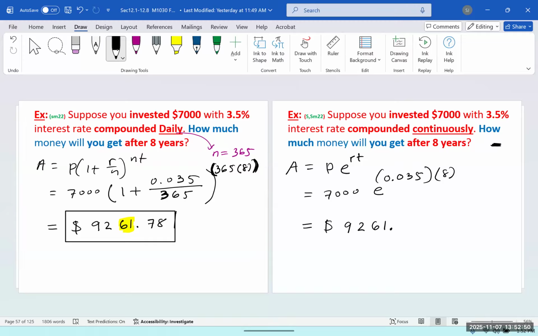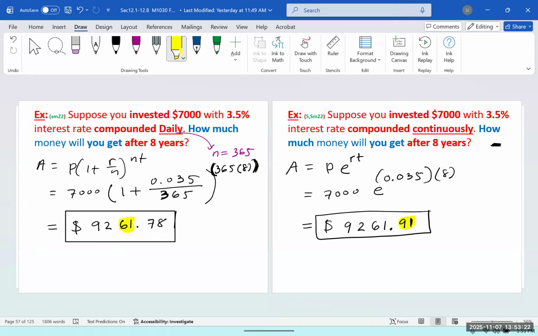$261 point what? 90? So basically 62.91. Well, your greed didn't get you much money. It just got some cents more. So the same 61, but the cents a little bit more. Not bad, at least 1 penny more, right?